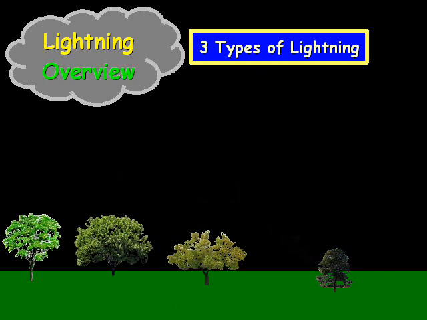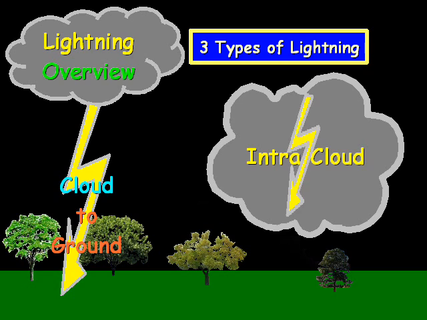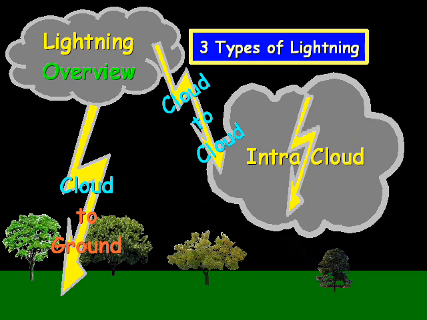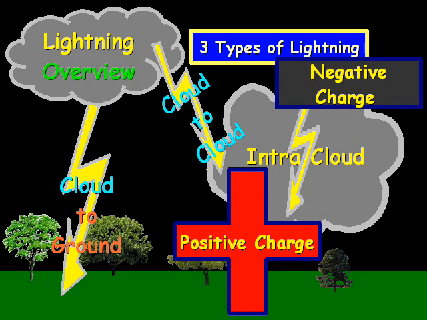Now, there are three main types of lightning. The first is cloud to ground, which is most of what we observe, and we were showing pictures of earlier. There's also intracloud, which occurs just inside of a cloud, and then there's cloud to cloud. Now, all of these have the negatively charged electrons meeting the positively charged electrons, where they offset.